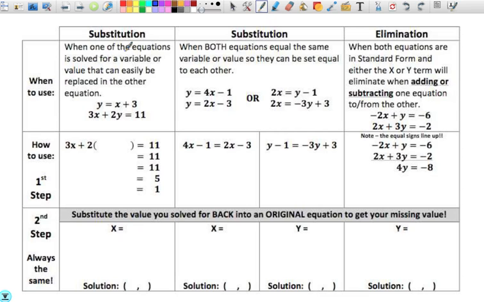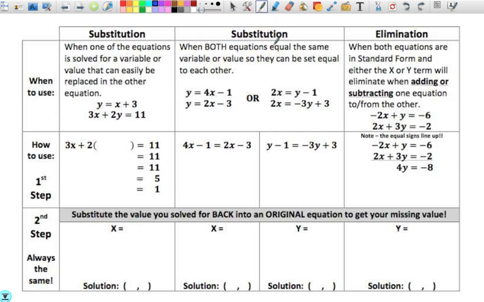So when we use substitution, we're going to use it when one of the equations is solved for a variable or value that can easily be replaced into the other equation. So if I see one of them like y equals x plus 3, and then the other one says 3x plus 2y equals 11, well, this one's already solved for y, so it'll be real easy to substitute the value of y into this equation, and we'll do that in just a minute.